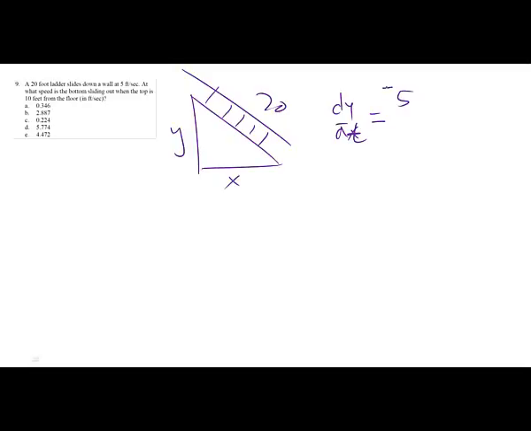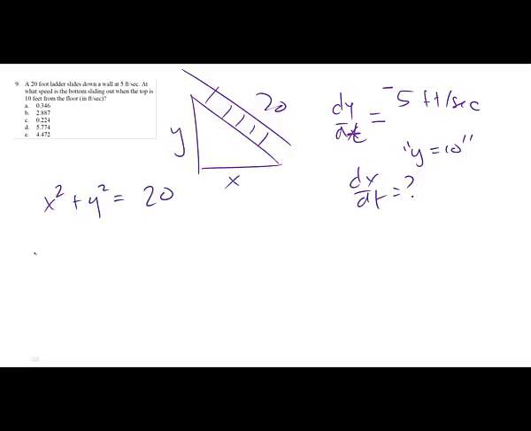It's going down the wall, so isn't my rate negative? Yep. Okay, you got to watch your direction. At what speed is the bottom sliding out when the top is 10 feet from the floor? So it's saying at that moment the top is 10. It wants to know the rate of the bottom. Okay? So we're going to use the Pythagorean Theorem. x squared plus y squared equals 20 squared.